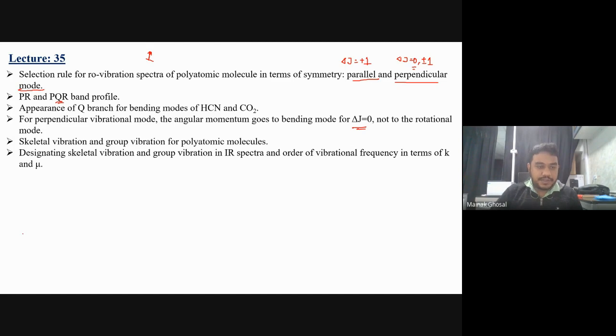Next, there was a discussion on skeletal vibration and group vibration. So what is skeletal vibration? If you have understood the concepts of bending vibration and stretching vibration, if they are coupled to each other, that means a vibration that is a product of coupling of many vibrations, that is skeletal vibration. Group vibration is completely different. A group vibration is independent of the vibration of the other parts of the molecule or other groups.